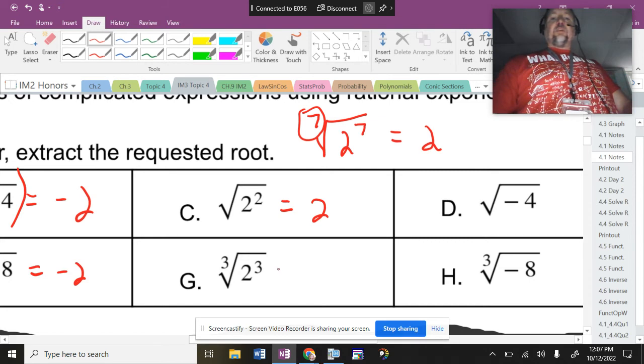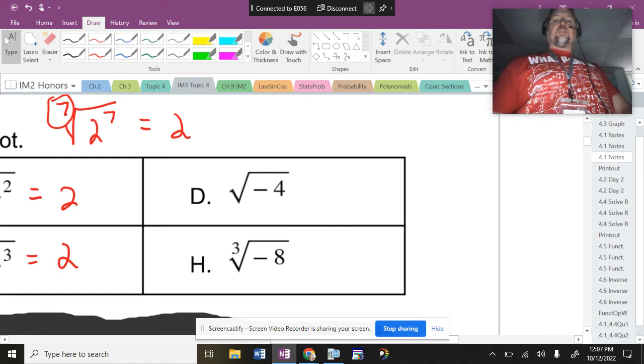So what's the cube root of 2 cubed? 3, 2, 1, go. 2. All right, now we're getting here. What's the square root of negative 4? 3, 2, 1, go. So what is the answer, though? 2i.